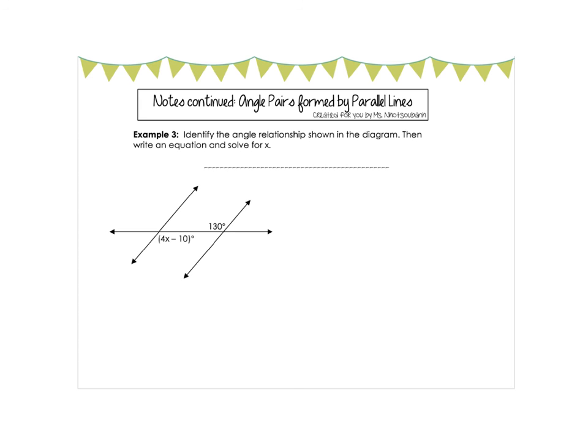And let's look at example 3. Here it says identify the angle relationship shown in the diagram, then write an equation to solve for x. So here it's either equal or add to 180. So I'm going to mark it here and here. It is on the opposite side of the transversal, and they are the inside. So opposite side, we know that it's going to be alternate, right? And they're inside, so it's interior angles. And we know that they are equal. So we're going to set them equal.